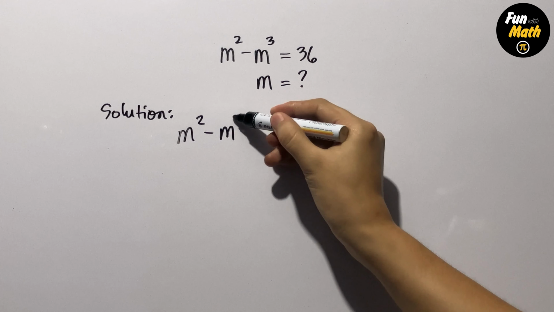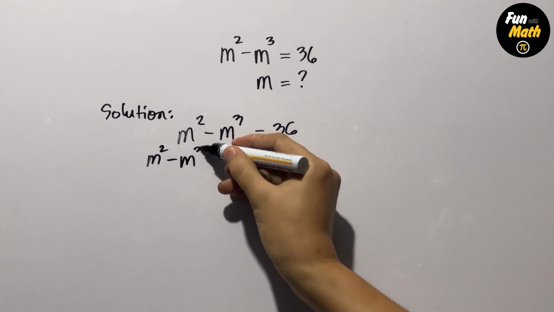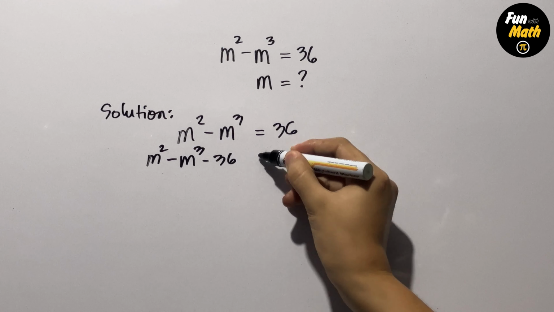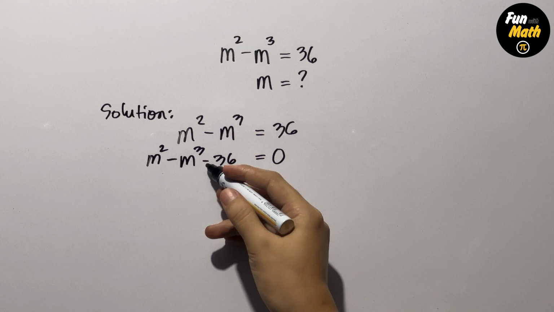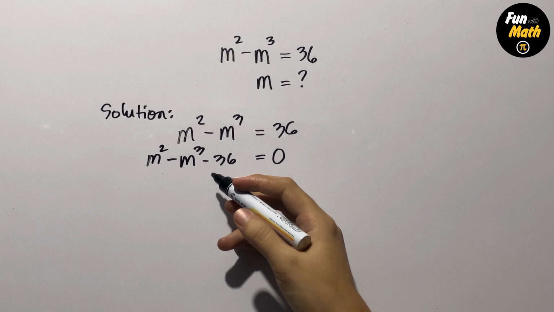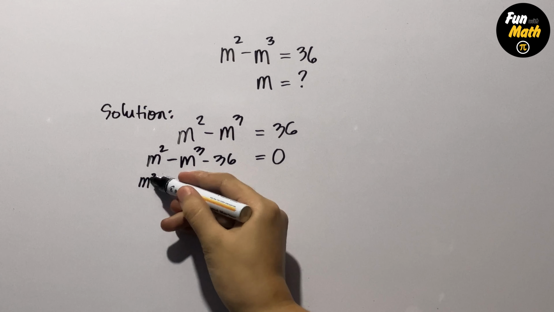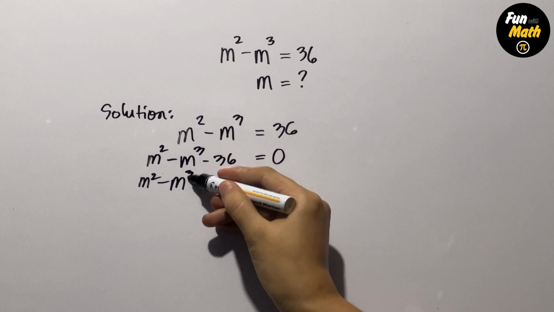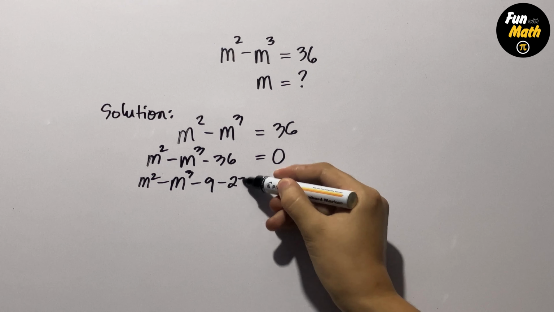Now we can take 36 through the other side, so it will be equal to 0. So this is m squared minus m cubed minus 36 is equal to 0. Now, for minus 36, let's split that into minus 9 minus 27. So this is m squared minus m cubed minus 9 minus 27 equals 0.